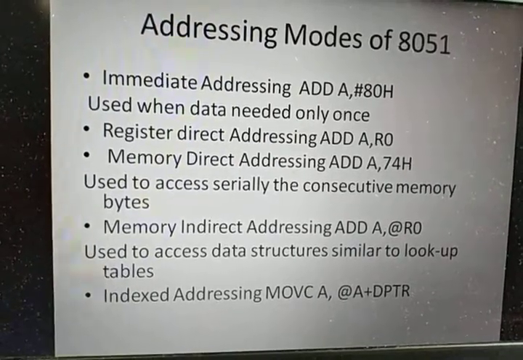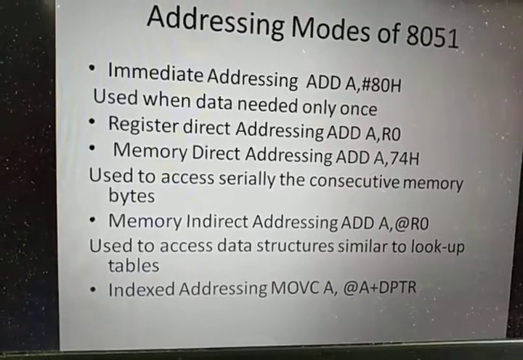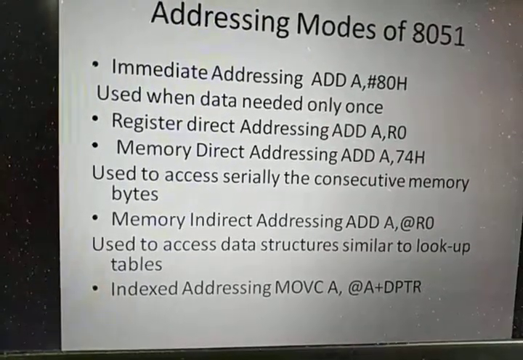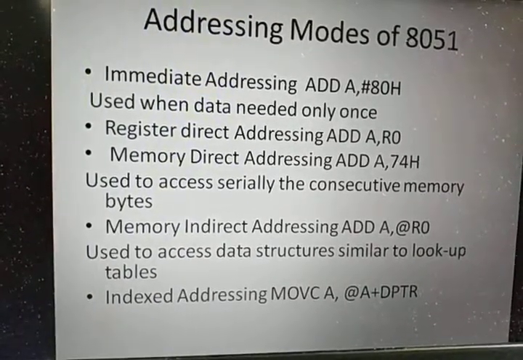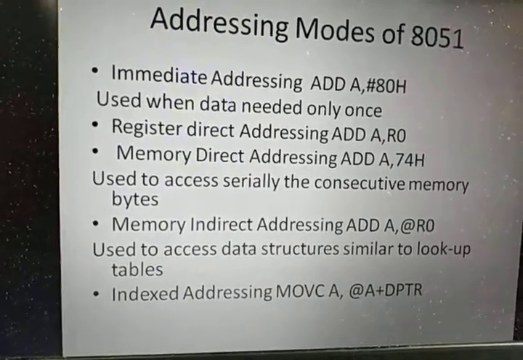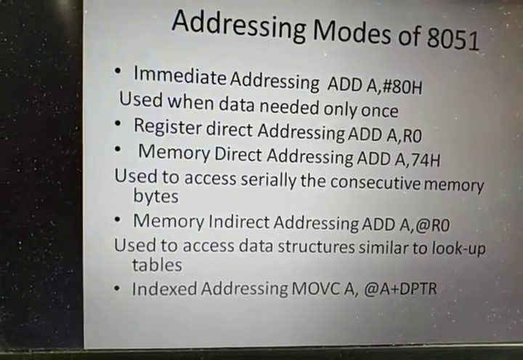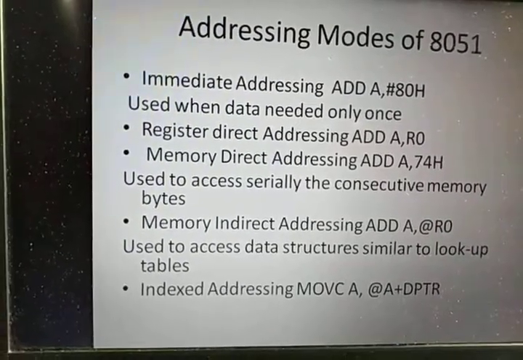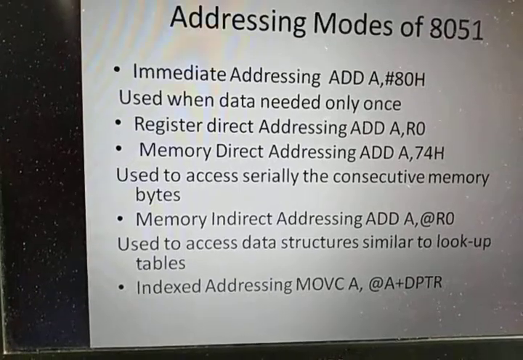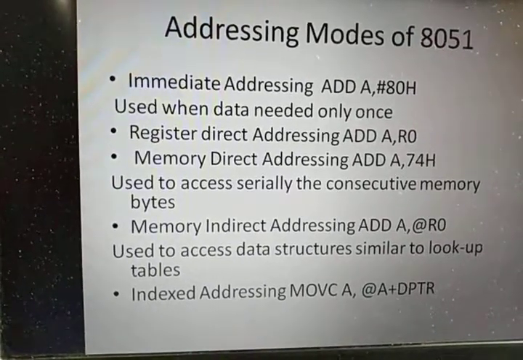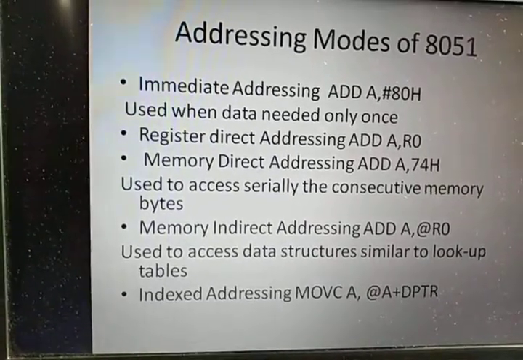Then register direct addressing mode. In this case the register contains the operand and the register is given in the instruction. Since we know that there are 4 register banks, which bank is selected will be indicated by the process status word, and each bank contains 8 registers numbered from R0 to R7. So here one of the registers will be given. Next one is memory direct addressing mode. In this case the address of the memory location is specified as a part of instruction. For example, ADD A, 74H. Here 74H indicates the address of the memory location.